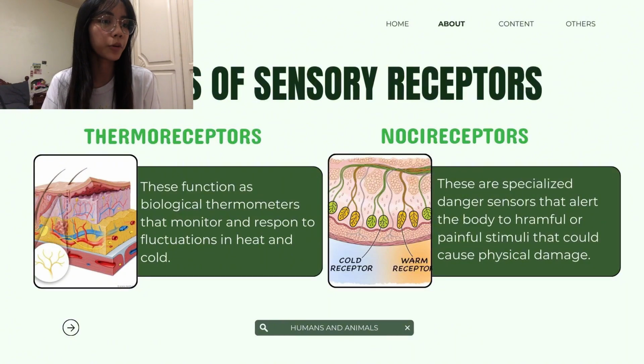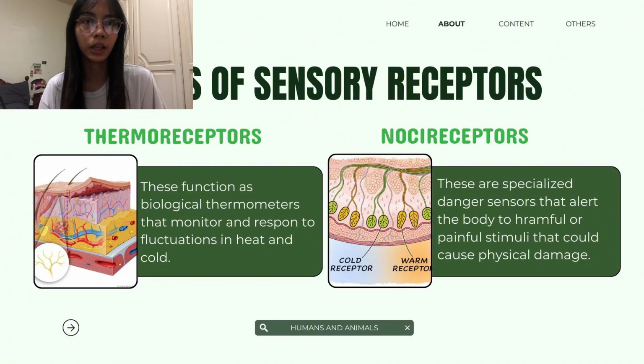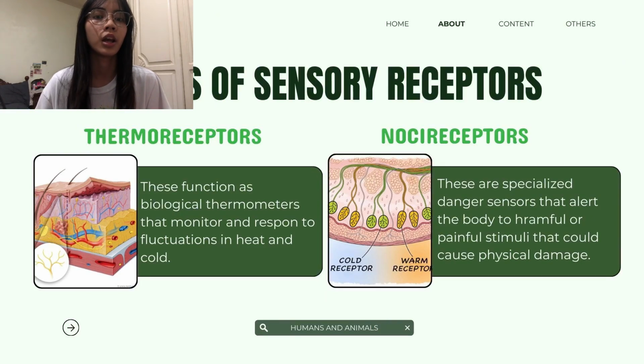So the next type of sensory receptors is the nociceptors. Nociceptors are specialized danger sensors that alert the body to harmful or painful stimuli. So nociceptors detect pain and harmful things outside our body, or in our environment, or they can detect a potential harm to our body.